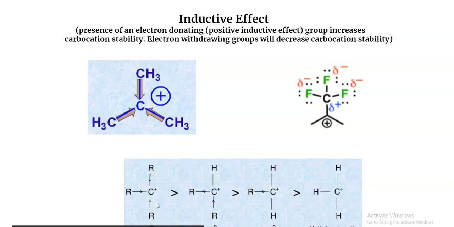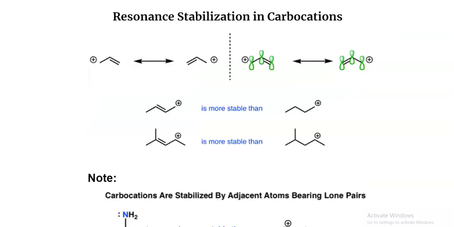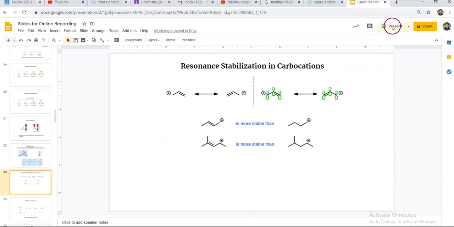So hyperconjugation, inductive effect, and also resonance stabilization is present in some carbocations. The allylic carbocation, we talked about this earlier. Whenever you have a positive charge and a pi bond in the alternate position, you can basically move the pi bond here and create this structure, which is the resonating structure. So the presence of resonance makes the carbocation more stable. Same here. You can move this double bond here. Here also you can move this double bond here, but you can't do this for these two different carbocations. So this is more stable than this. This is more stable than this.